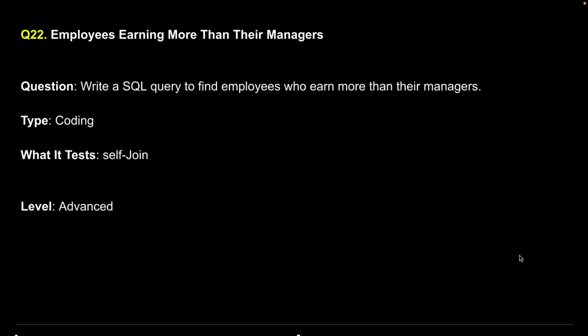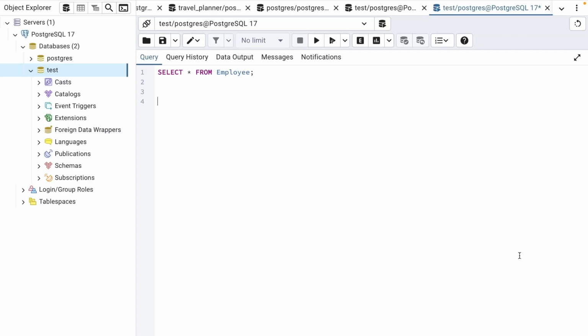So let's solve a second problem, which is employees earning more than their manager. This question has been asked in the majority of interviews. The question says: write a SQL query to find employees who earn more than their managers. It's a coding type question, and you will learn the self-join concept here. It's an advanced level question, so let's try to solve it. To understand this, let's go through the data first.